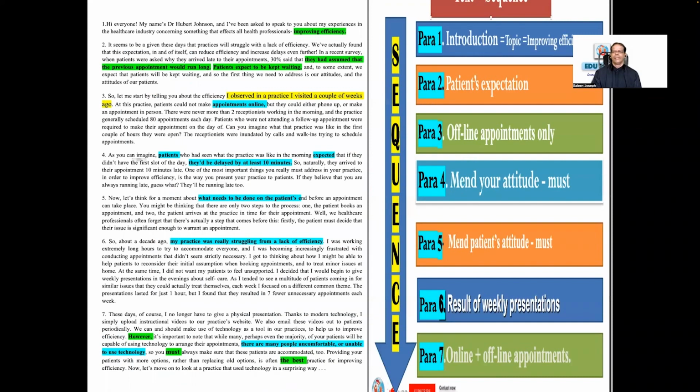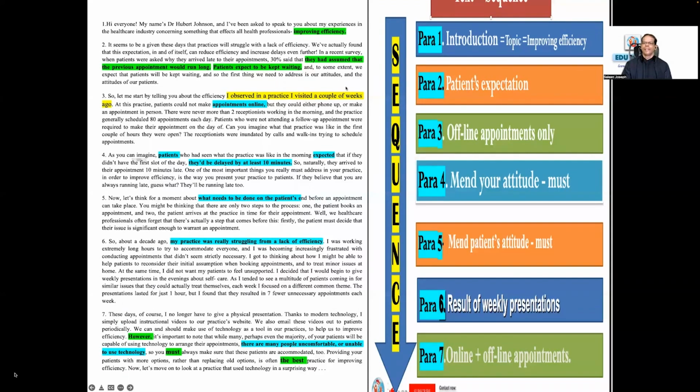So it takes a long time for you to read each paragraph or listen to each paragraph and go. So you just have an idea here. See, this is the paragraph here. Here you see para 1, introduction is there. Then you have para 2, patient's expectation.